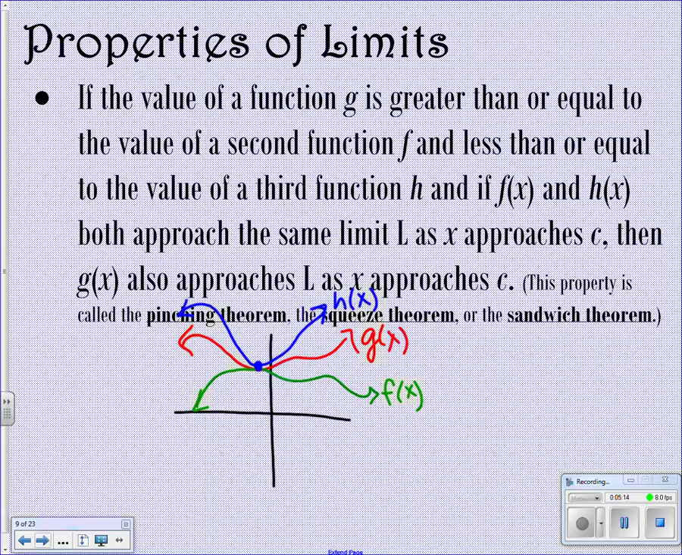And then it says f and h both approach the same limit at this value here. So f and h both have the same limit at this point here. Then that means that since g is in between the two functions, it is also going to approach the same limit L that h and f approached. That's why it's called the pinching theorem, or the squeeze theorem, or the sandwich theorem, because our little blue function and our green function are squeezed in that red function together until they're all the same thing at that black dot. And so that's what that property is talking about.